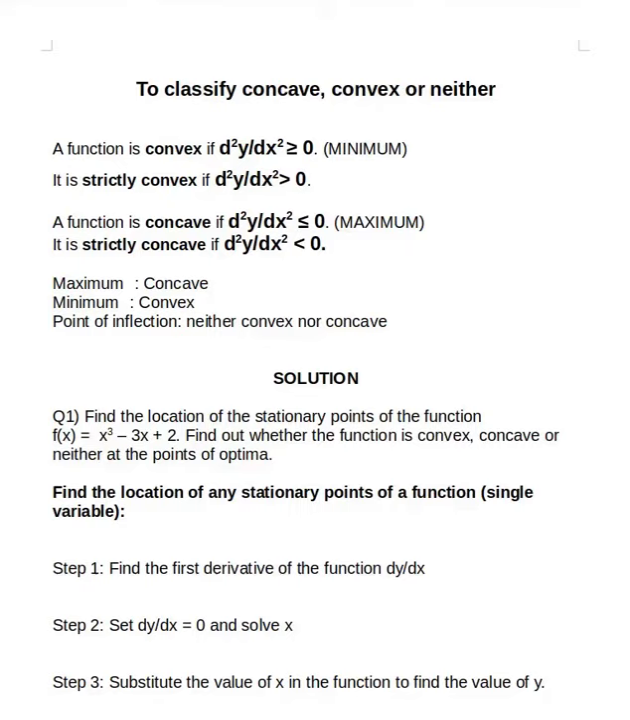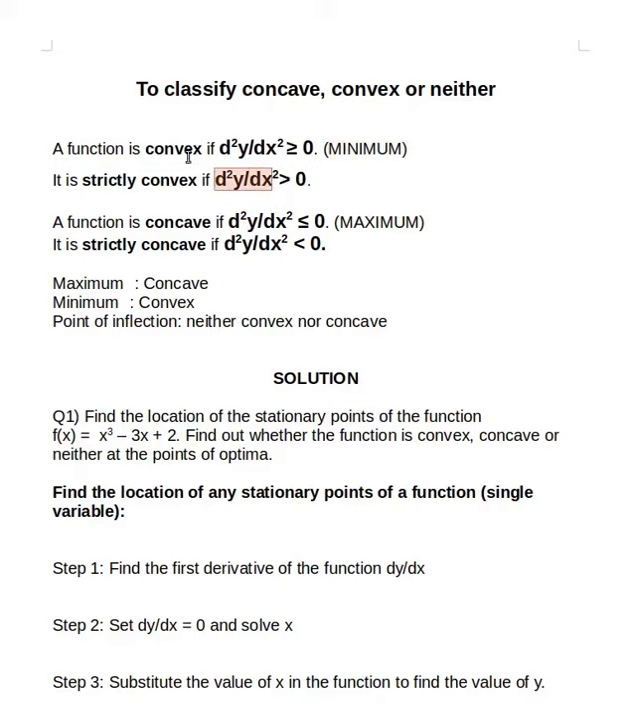So hi all, in this lecture we are going to classify a function whether it is concave, convex or neither at the points of optima. For that we have to find out the second derivative of the function, and if the second derivative of the function is greater than or equal to 0, then it is called a convex function, or that point is at the minimum. And if d square by dx square, that is the second derivative, is greater than 0, then it is called strictly convex.